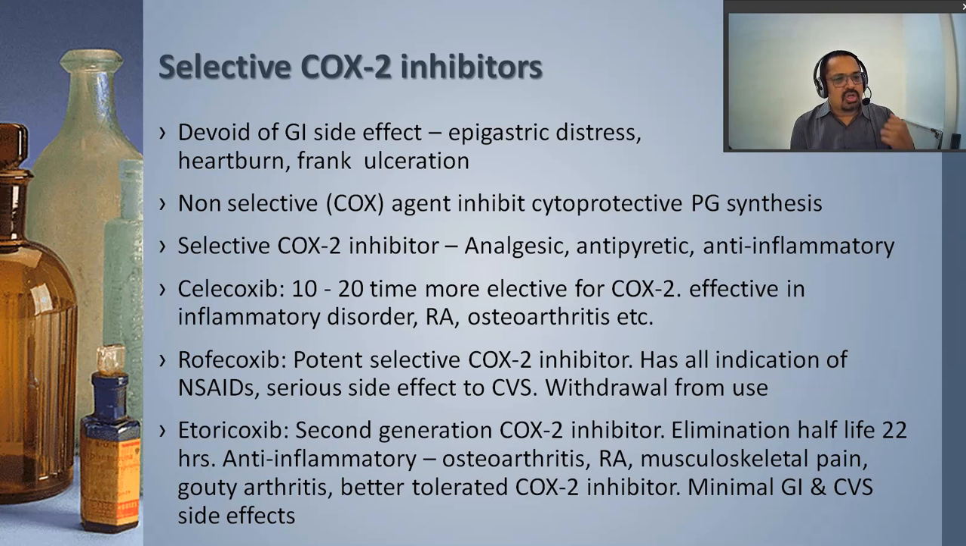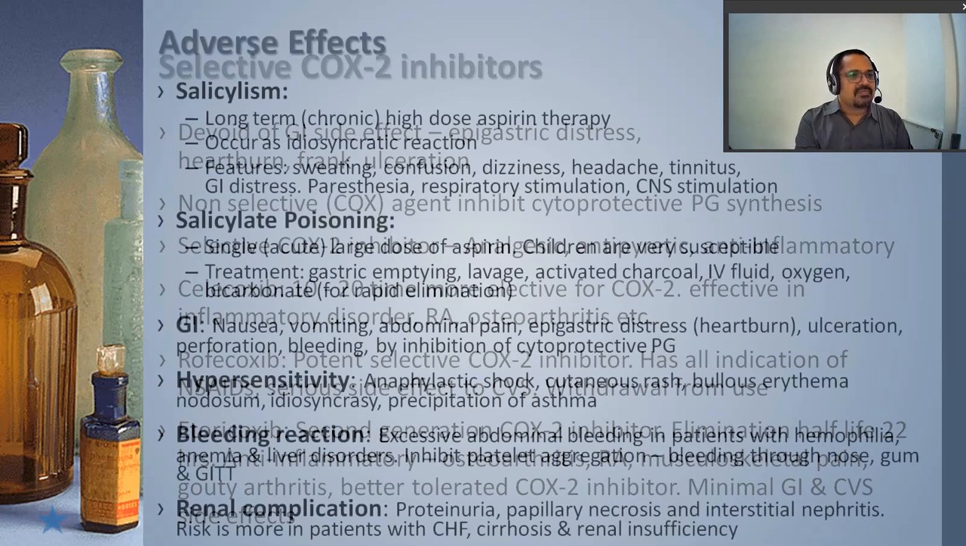Next is etoricoxib. It is a second generation COX-2 inhibitor which has a long elimination half-life, that is 22 hours, a very long duration of action. It has anti-inflammatory actions and is widely used in osteoarthritis, rheumatoid arthritis, skeletal muscle pain, and gouty arthritis. It is a better tolerated drug and shows minimal gastrointestinal as well as serious side effects. So etoricoxib is the preferred drug in these three.